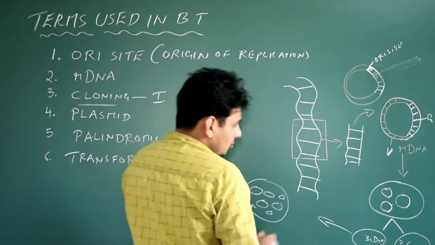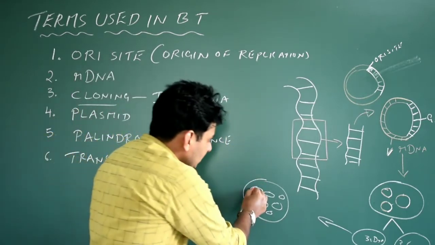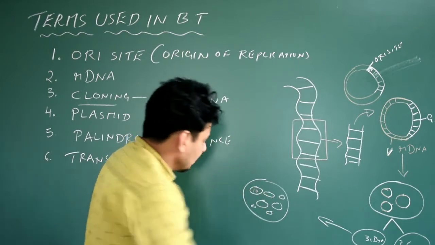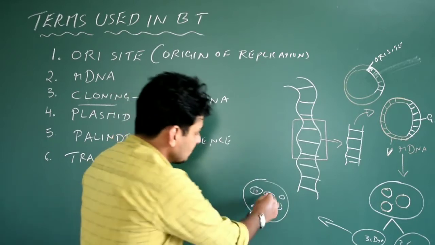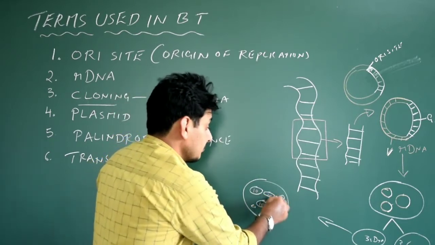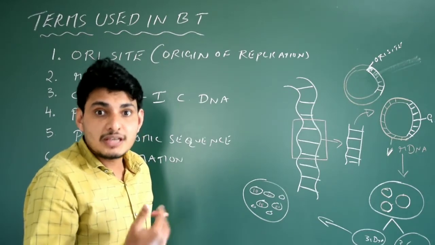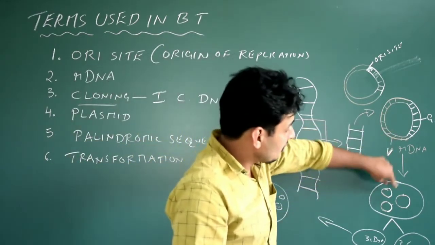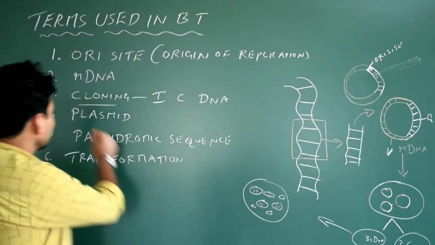The number of recombinant DNA in each E. coli varies. For example, in this case, I have got 10 recombinant DNA. In this case, 15. In this case, 20. In this case, maybe like 100. That means the number of recombinant DNA varies from cell to cell, even though I have initiated from a single cell. Got it? Why? Reason is this.